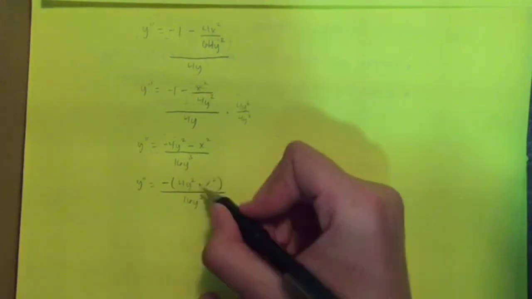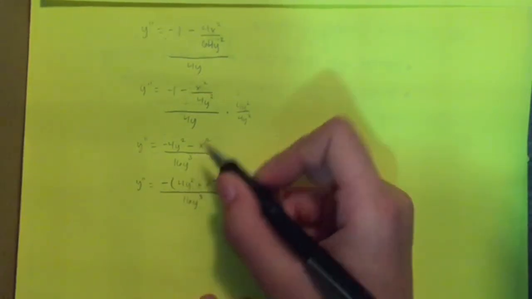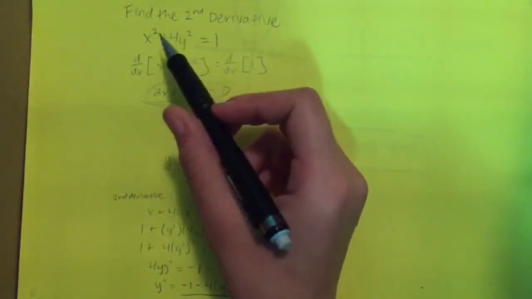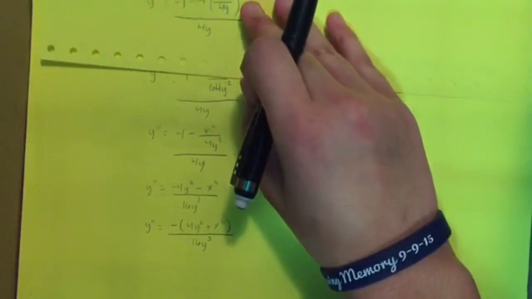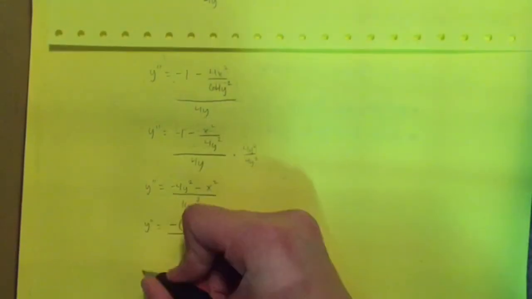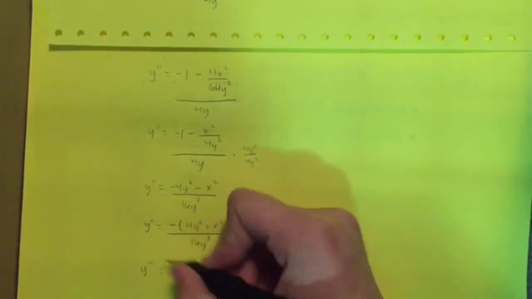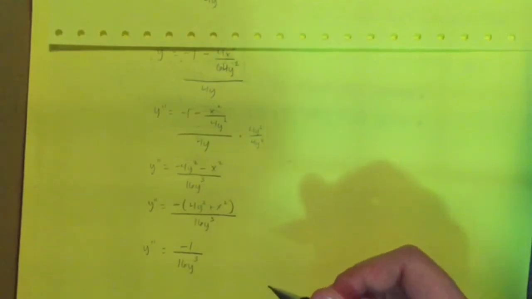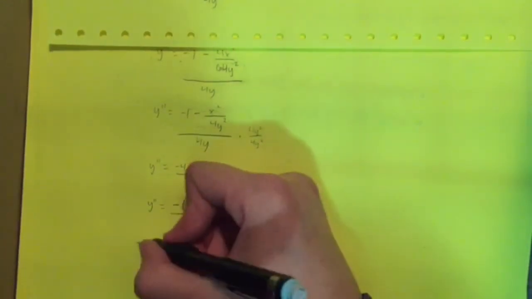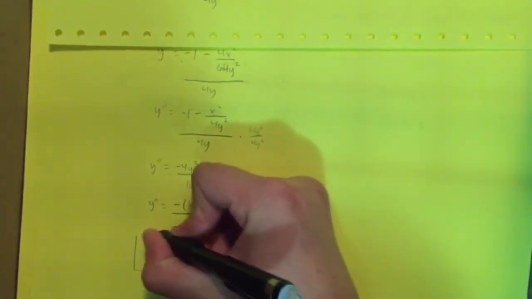And then notice how this right here, 4y squared plus x squared, is the same thing as up here. So x squared plus 4y squared is equal to 1. So we can just substitute that in down here. So we can say y double prime is equal to negative 1 over 16y cubed. And we can't simplify it anymore, so that is our second derivative.